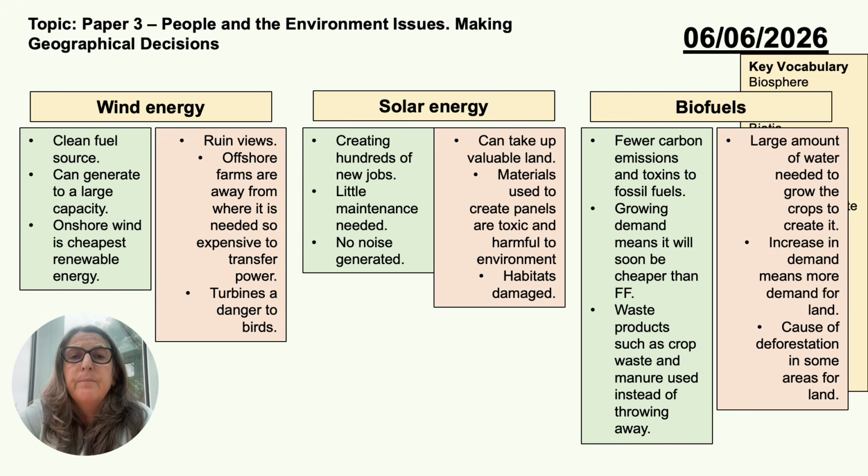Biofuels, so they will be plants that you grow that can be turned into methane, into fuel. Okay, fewer carbon emissions and toxins than compared to fossil fuels. There is a growing demand, so it might increasingly get cheaper than fossil fuels, and the waste products such as crop waste and manure are used instead of throwing it away. Large amounts of water are needed to grow the crops, however, and this means there is a greater demand for land that is not being used for food production, and in some places it will cause deforestation.